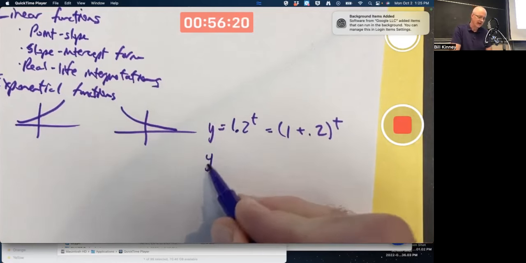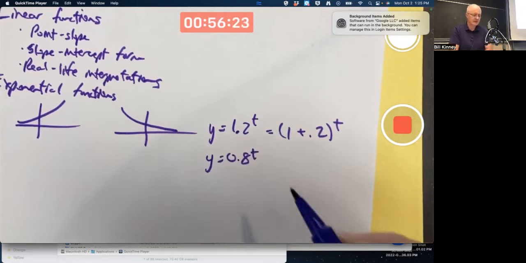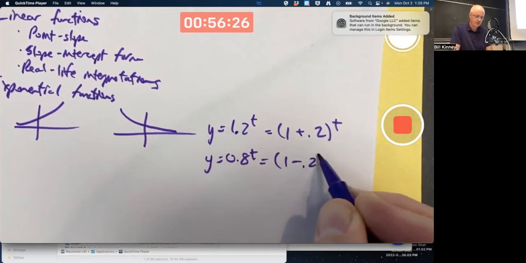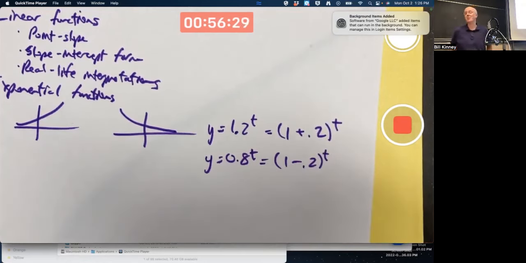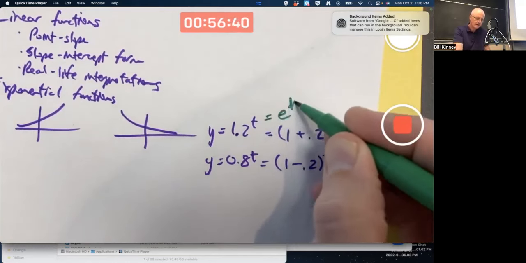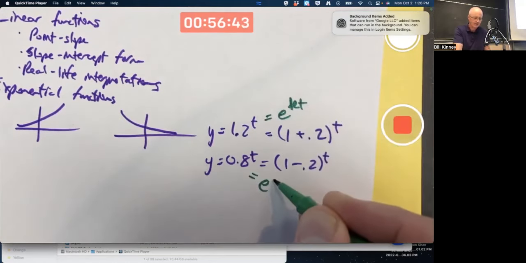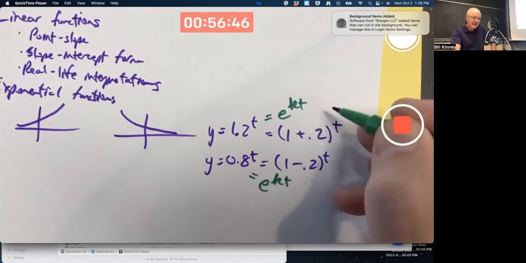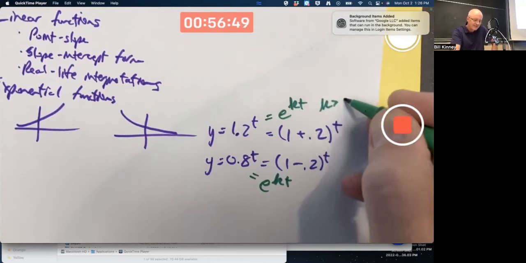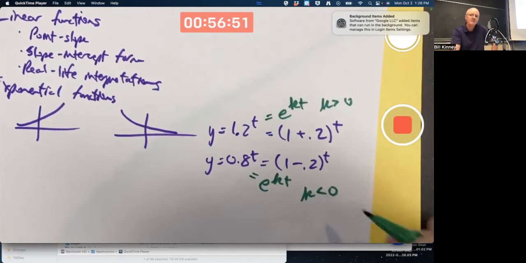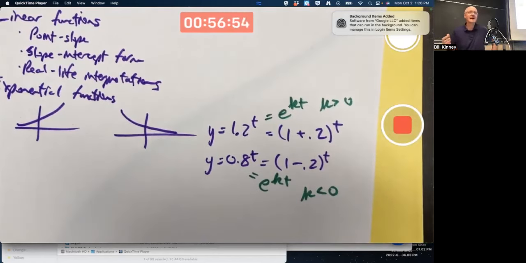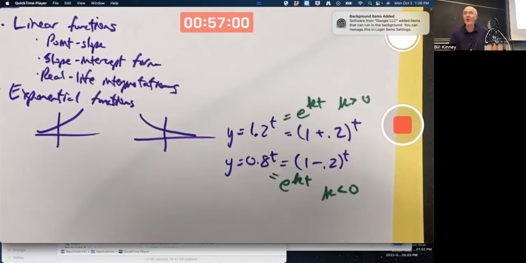With exponential decay, like 0.8 to the t power, that would be a 20% rate of decay per unit time, because 0.8 is 1 minus 0.2. These also can be converted to the e form, where in this case, the k would be positive, and in this case, the k would be negative. You'd have to use logarithms to actually solve for k. We talked about logarithms, though not until section 1.4.